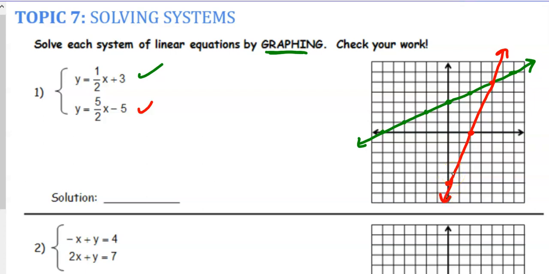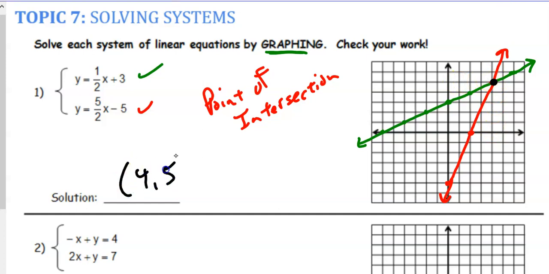So what does it mean to solve this system? Well, there are many solutions here to them individually. But we want to know what is the point of intersection. So where do the two graphs meet? They meet at this single point right here. So that ordered pair would be 4, 5. That would be our solution. Okay. So these answers should be ordered pairs for these.